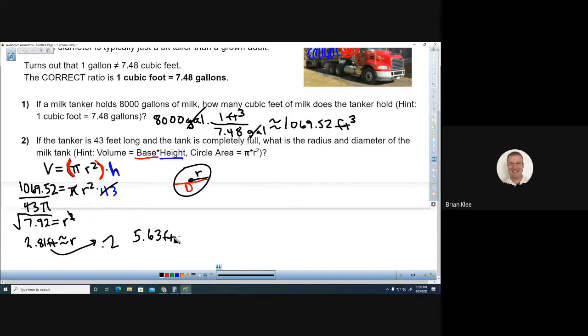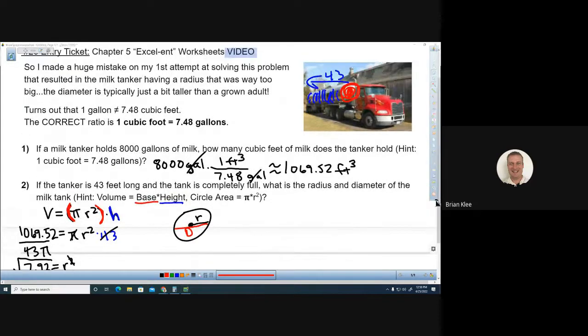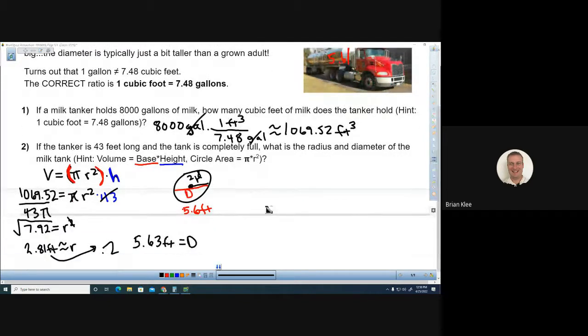Equals diameter. So going back to the milk truck there, from here to here is a little over 5.5 feet. That's the distance from top to bottom through the center. And the radius is half of that. It was the 2.81-ish number. So there you go.